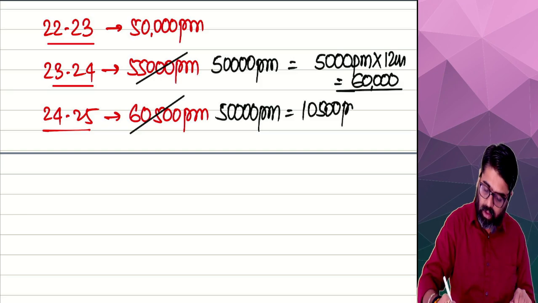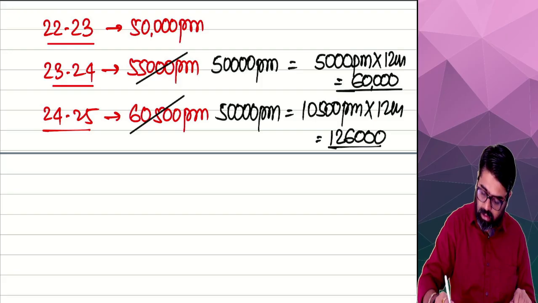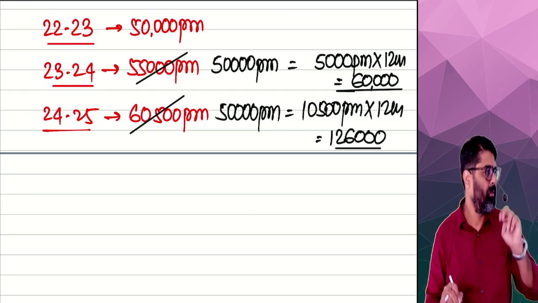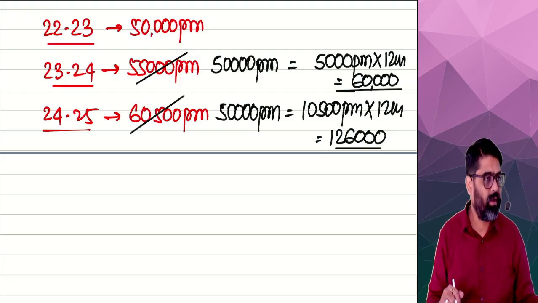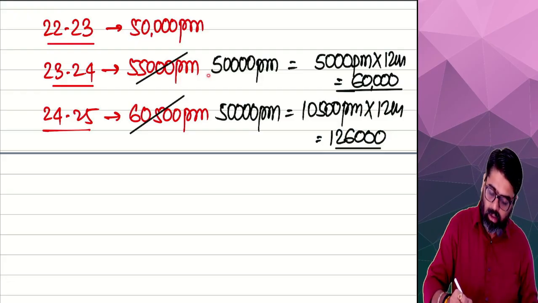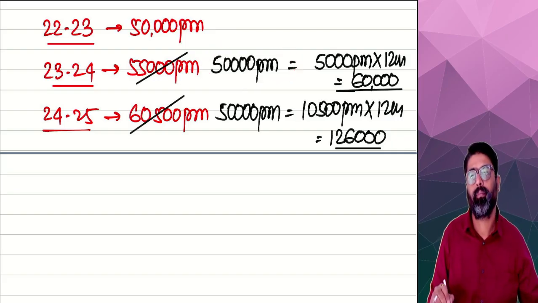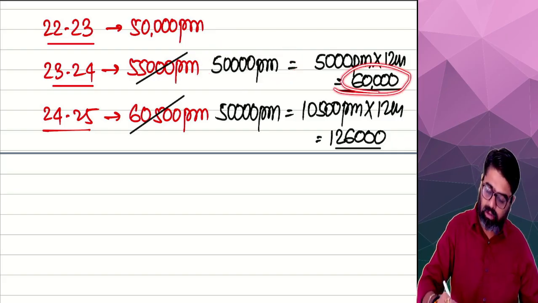10,500 per month you got less. For how many months? So this will be 1,26,000 you got less. Okay. Now tell me, in 23-24, how much salary you were actually getting from me? How much salary was in arrears?